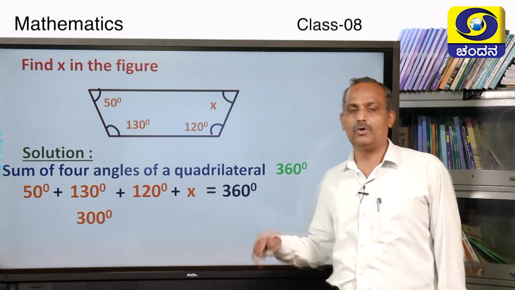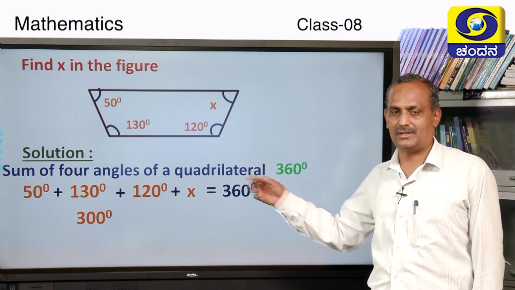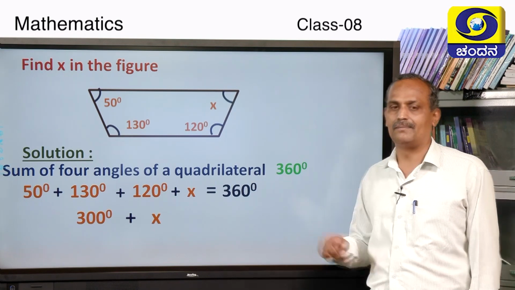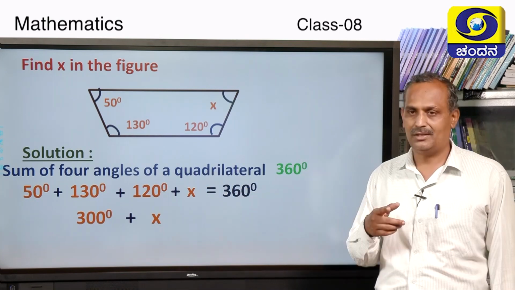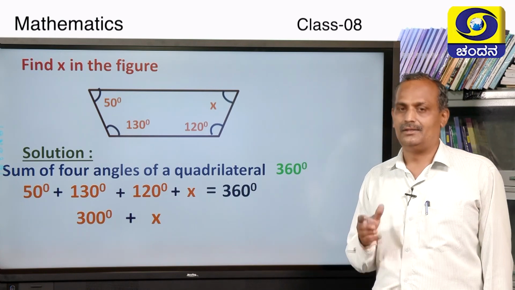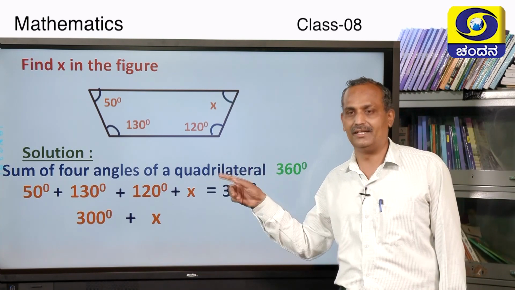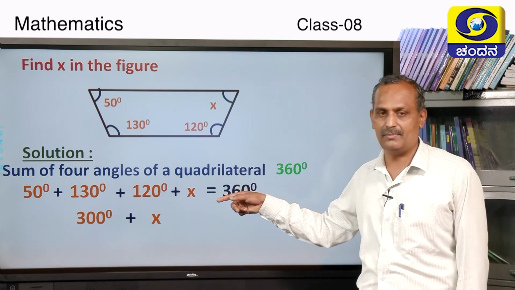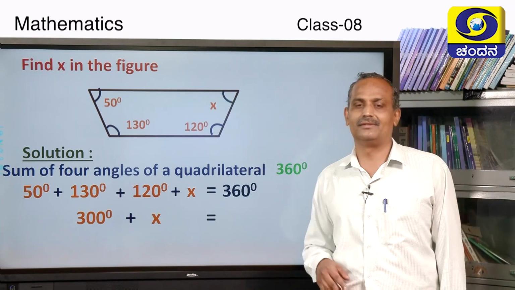Now, let us sum all these numbers, 50 plus 130 plus 120. What is it? The sum is 300 degrees, plus x. It is an unlike term. We can't add 50, 130, 120 with x, because these are numerals and x is a variable. You can't add numerals with a variable, because they are unlike terms. We have added only numerals here, only 50, 130 and 120. That sum yields 300 degrees, and x I have kept as it is. So, it is 360 degrees.